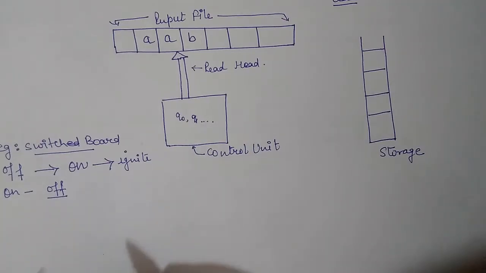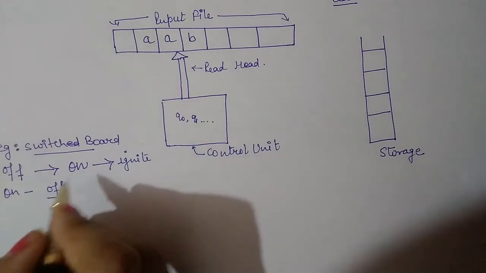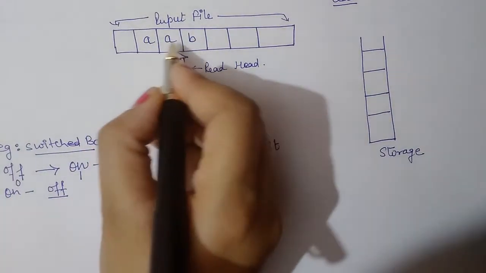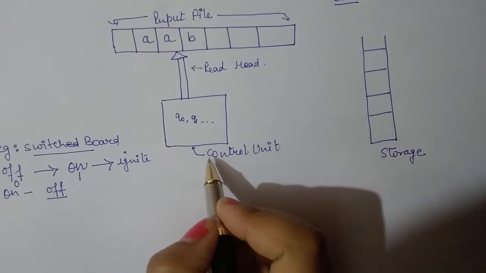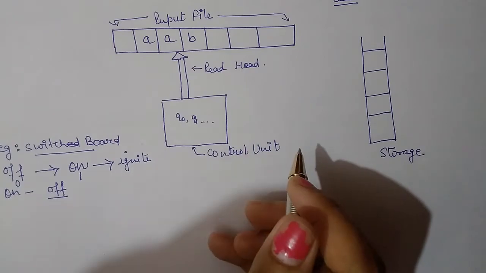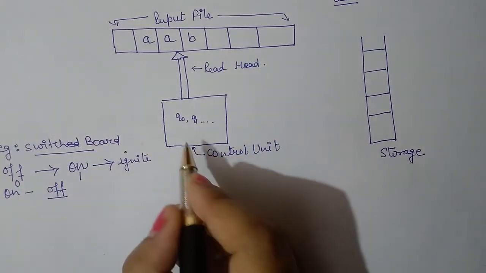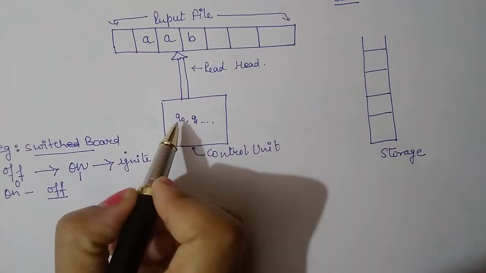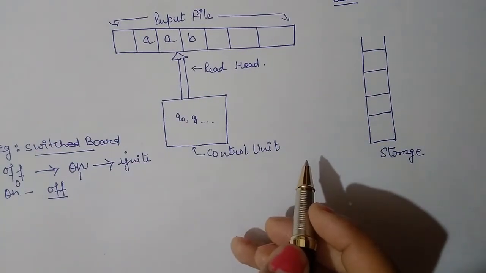Fine. And suppose on and off are actually input and output. Suppose we are representing on with 1 and off with 0, so we will keep this on and off inside the input file. Okay. And the next one is the control unit. Control unit is just like a brain or a control area, where every decision is actually happening. Meaning, after processing some state, what will happen next?